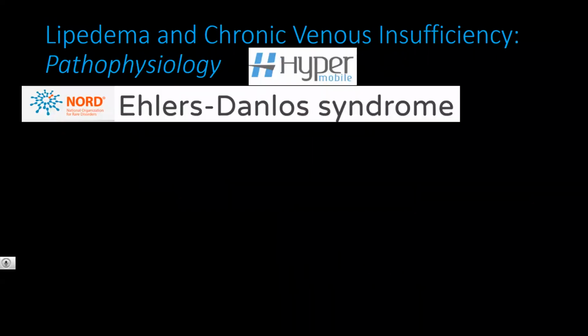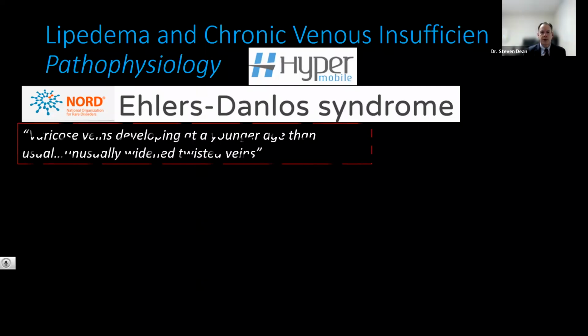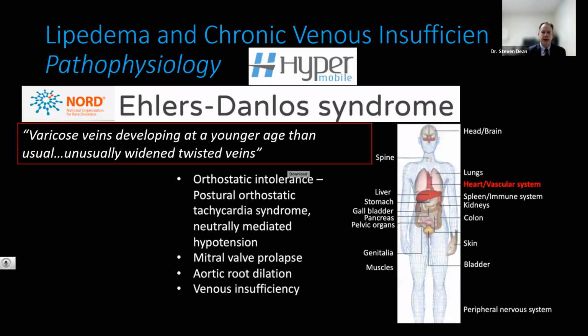Here is an interesting article on the back. You just can't escape this hypermobile Ehlers-Danlos or the hypermobility spectrum disorders. And right from the National Organization for Rare Disorders, when you look up Ehlers-Danlos syndrome, here's what they state: varicose veins developing at a younger age than usual, unusually widened, twisted veins. Then they also have a list of manifestations that complicate the hypermobile Ehlers-Danlos syndrome patient, including venous insufficiency. And also note here, orthostatic intolerance. Patients with orthostatic intolerance also have orthostatic edema. So again, there's that link, that overlap between the hypermobility spectrum disorders and lipedema, because they're both connective tissue diseases.